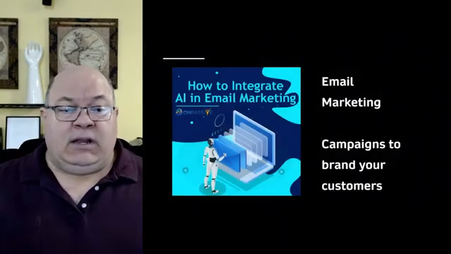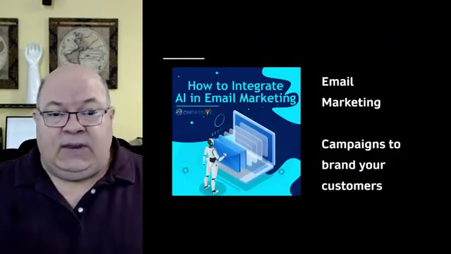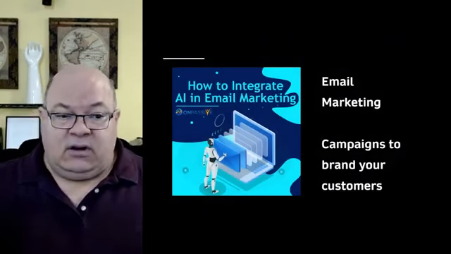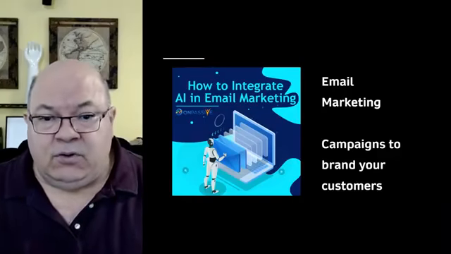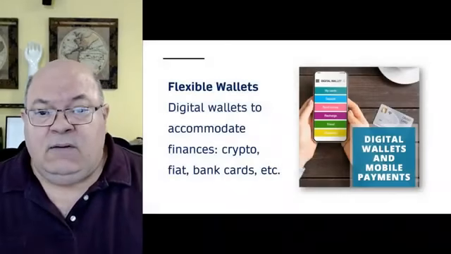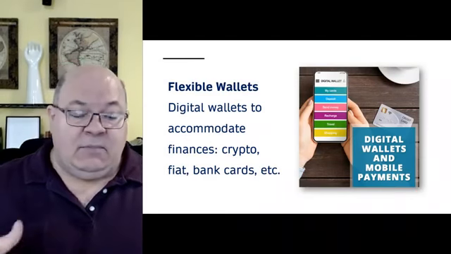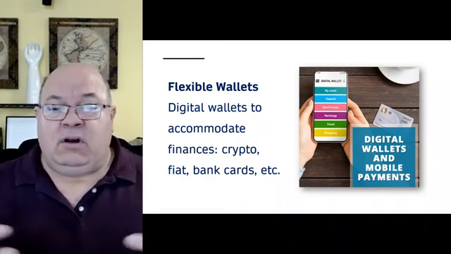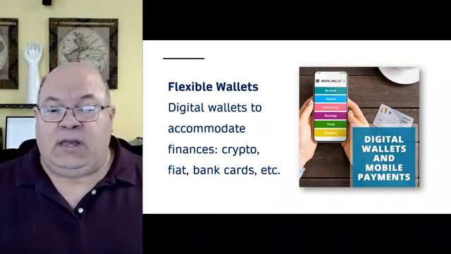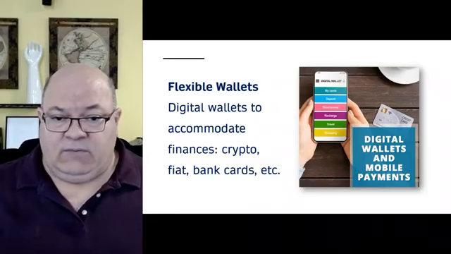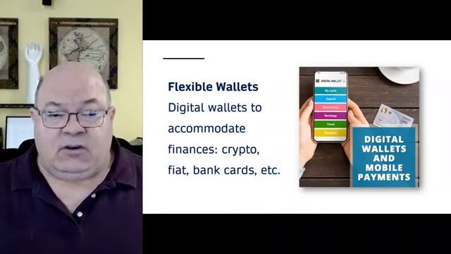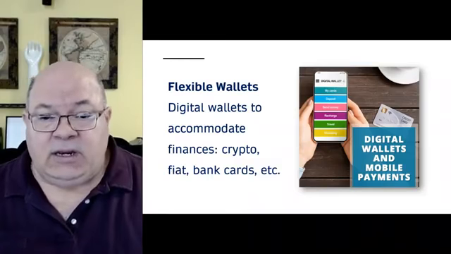So email marketing, using the power of the AI to do that. This is going to have you be able to run campaigns to build your brand and build your customers. Flexible wallets. So within the back office of OnPassive, you're going to have the ability to use crypto, fiat, bank cards in all the different countries in the world. We're in 212 countries right now. It's going to be flexible and portable. You can use it on any of your devices.